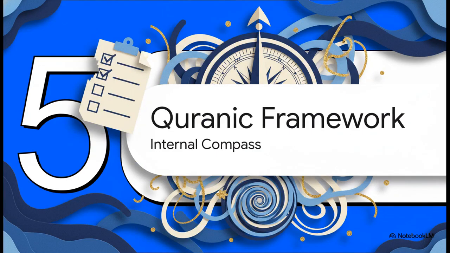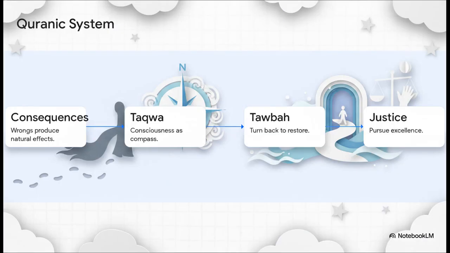Section 5. The actual Quranic framework. Building an internal compass. All right, so if we're totally throwing away the checklist, how are we supposed to actually navigate life? The source material shows us that the text provides a very clear 4-step dynamic system. First up, you have to recognize consequences. Wrongs produce natural effects, right? They produce a tail. Second, you develop taqwā, using your consciousness as your internal compass to avoid those consequences.